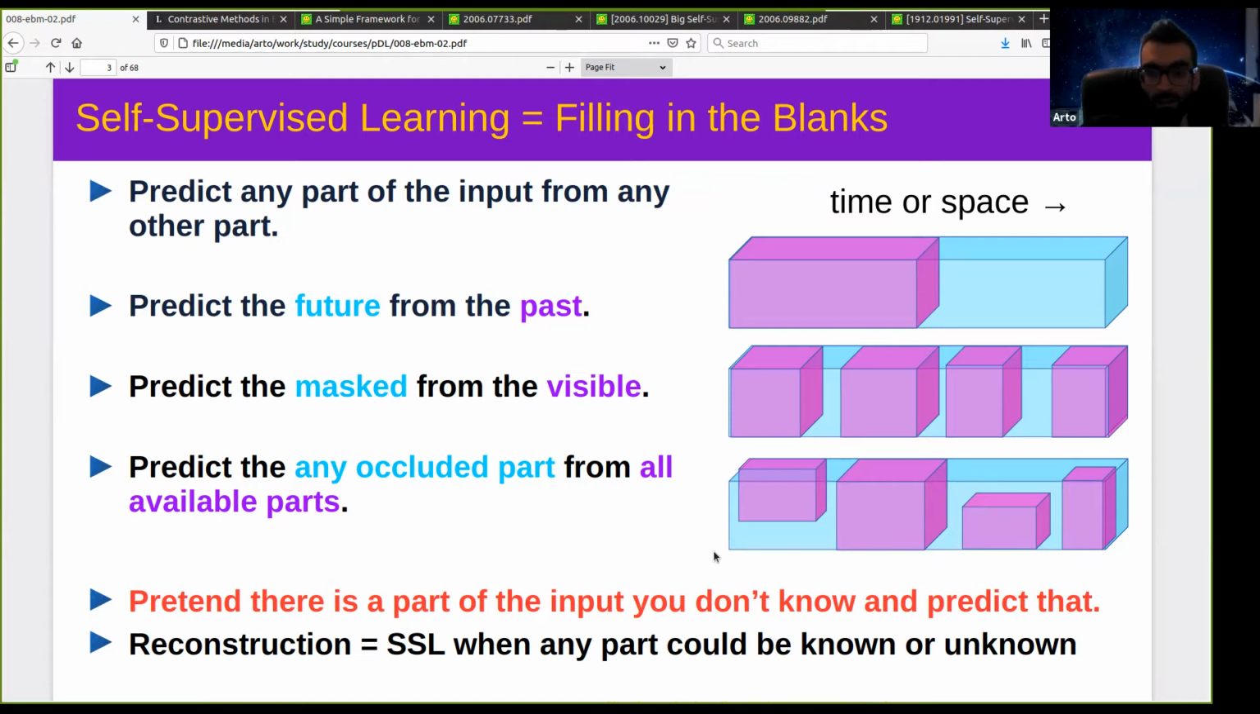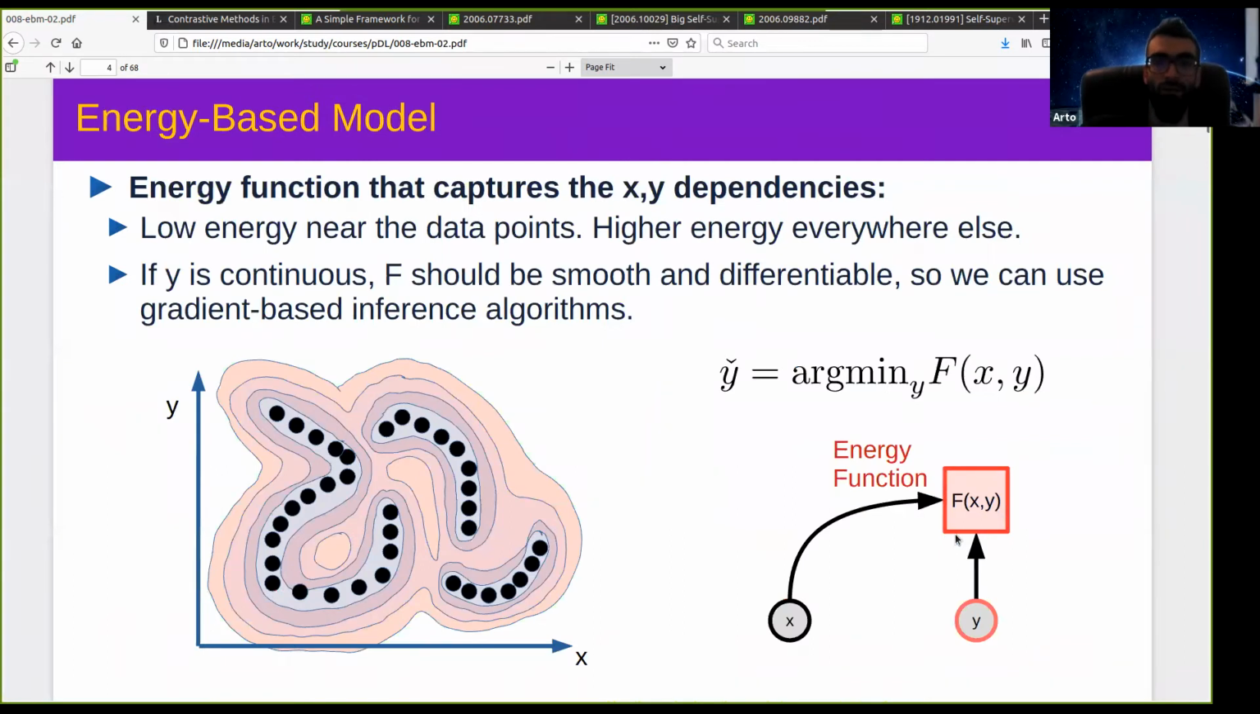Yeah, and we don't really need to know always what is known and what is unknown for this to work. And an energy-based model is any kind of model which approximates the energy function, and it should assign a low energy to all the points on the data manifold and high energy everywhere else.